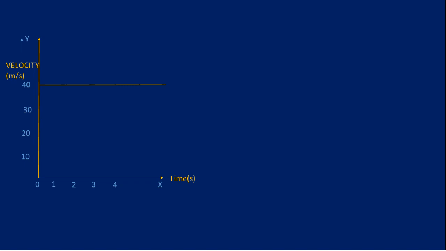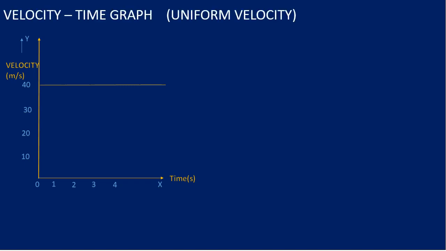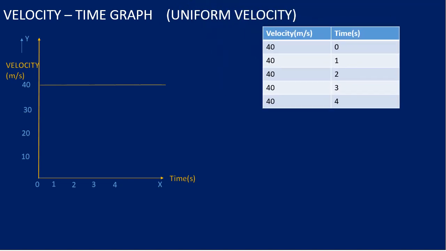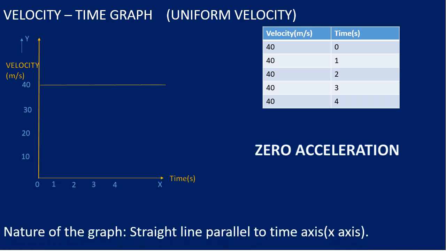Children, let us discuss the first case in velocity time graph. Look at the data that is given here. You can see that the object is having a constant velocity or uniform velocity. By saying constant velocity, we mean that the velocity of this object is not changing with time and it has zero acceleration. So when we plot the graph, we get the graph as such. Time is taken along the x-axis, velocity along the y-axis, and when we plot the graph, we get a straight line parallel to the time axis.